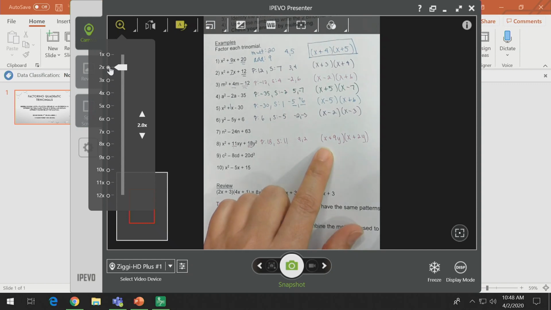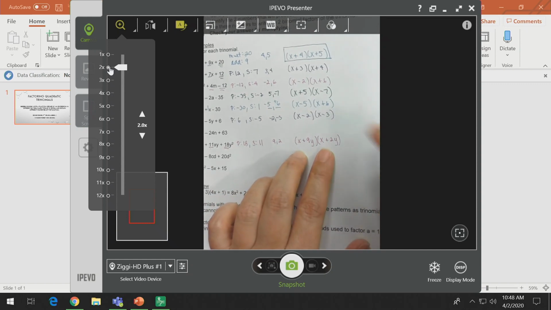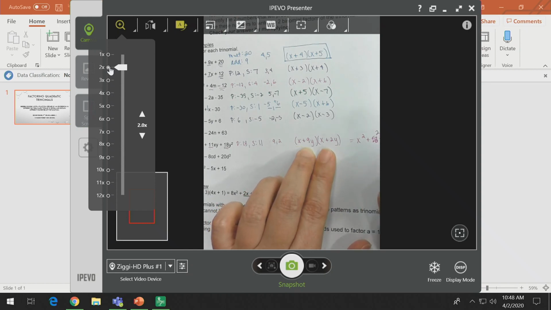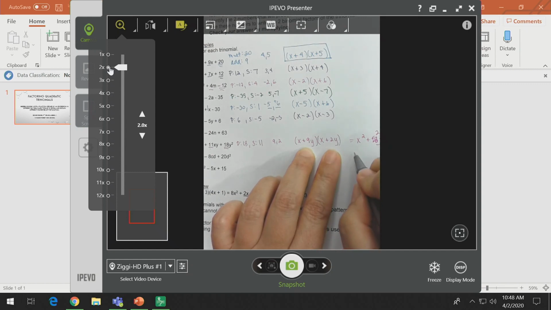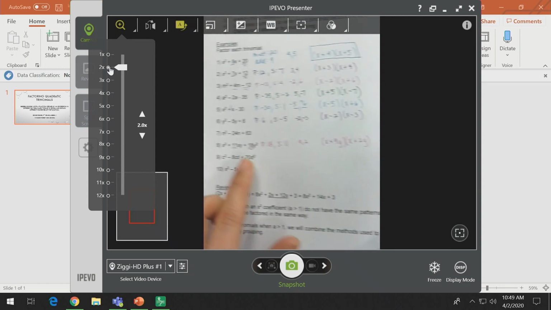Let's check it, just because we're doing something different. This becomes x squared plus 2xy plus 9xy plus 18y squared. Here are my like terms, messed up as they are. We get x squared plus 11xy plus 18y squared. And that's what matches here.